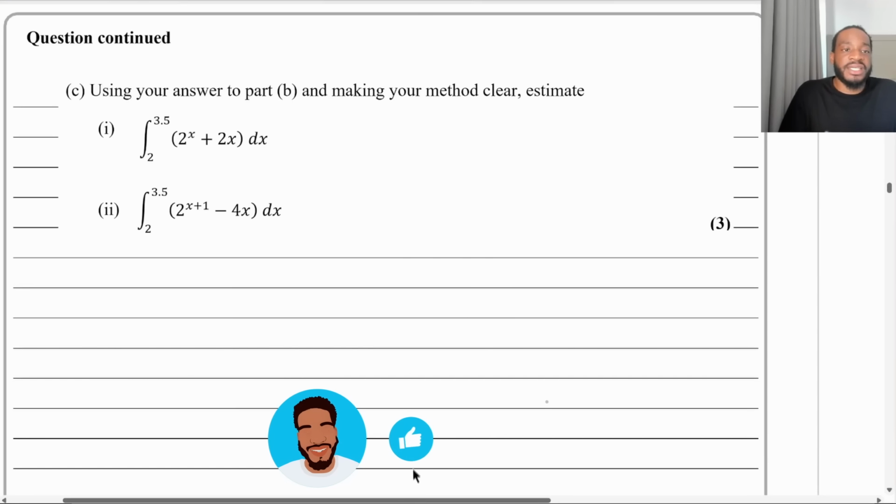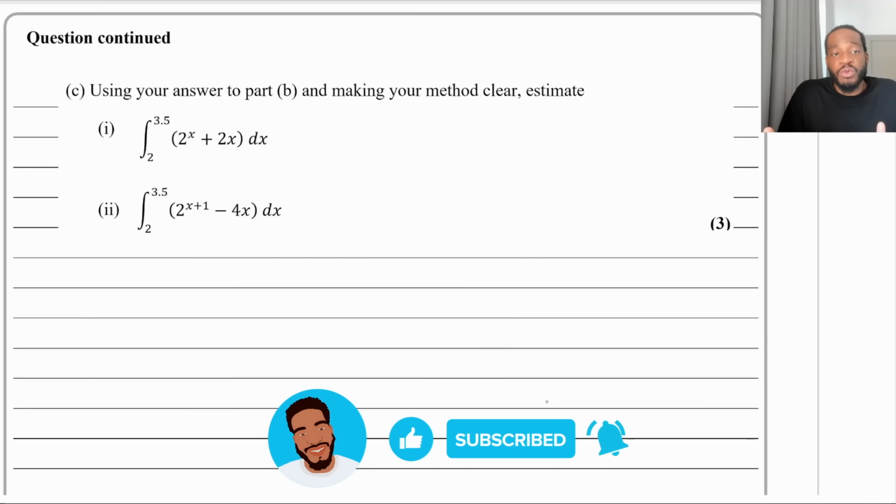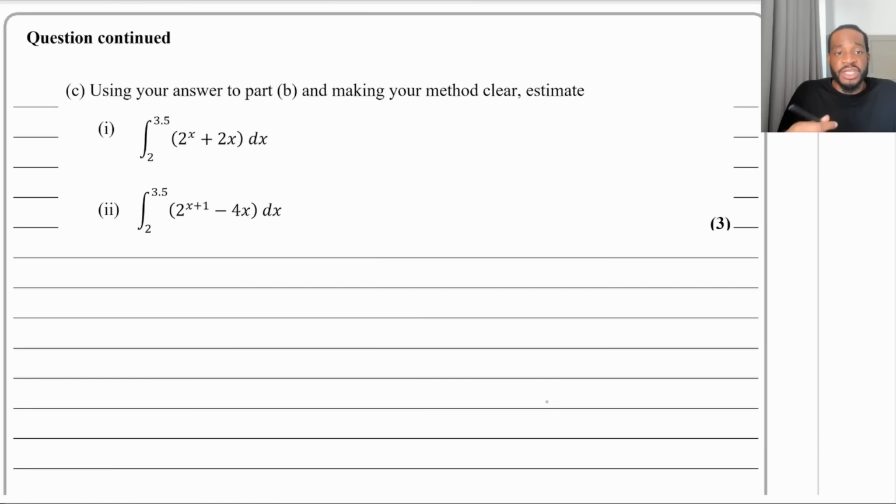Okay, so part C says, using your answer to part B and making your method clear, estimate the integral between 2 and 3.5 of 2 to the x plus 2x. We've got the second one, 2 to the x plus 1 minus 4x for 3 marks. So how do we go about doing these types of questions? Well, it's just algebra. So let's remind ourselves of what we did in part B. We used the Trapezium rule to find an estimate of the integral between 2 and 3.5 of 2 to the x minus 2x, right? And we found that this was equal to 2.34 to 2 decimal places.